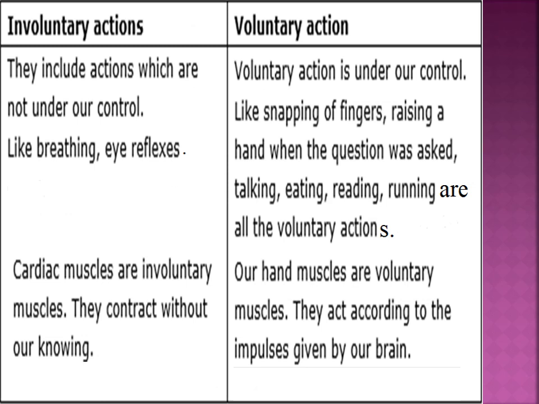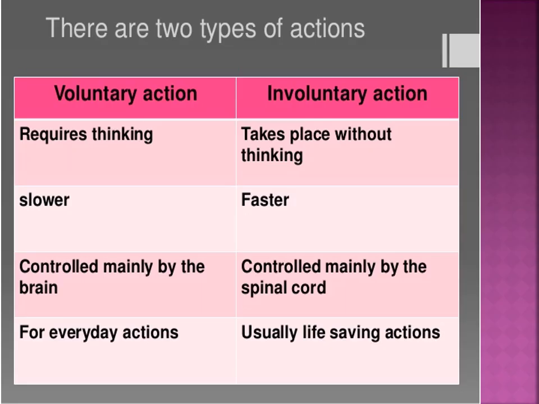Okay. Involuntary actions and the voluntary action. Involuntary includes actions which are not in our control, like breathing, reflexes. Voluntary action is under our control, like snapping our fingers, raising a hand when a question is asked, talking, eating, reading, running, all are voluntary actions. Cardiac muscles are involuntary muscles. They contract without our knowing. And in the voluntary action, our hand muscles are voluntary muscles. They act according to the impulses given by our brain.